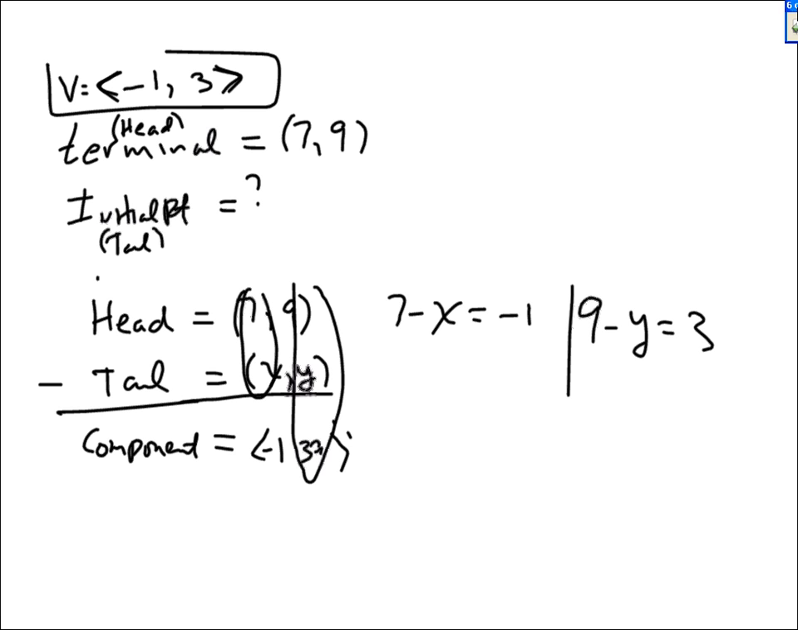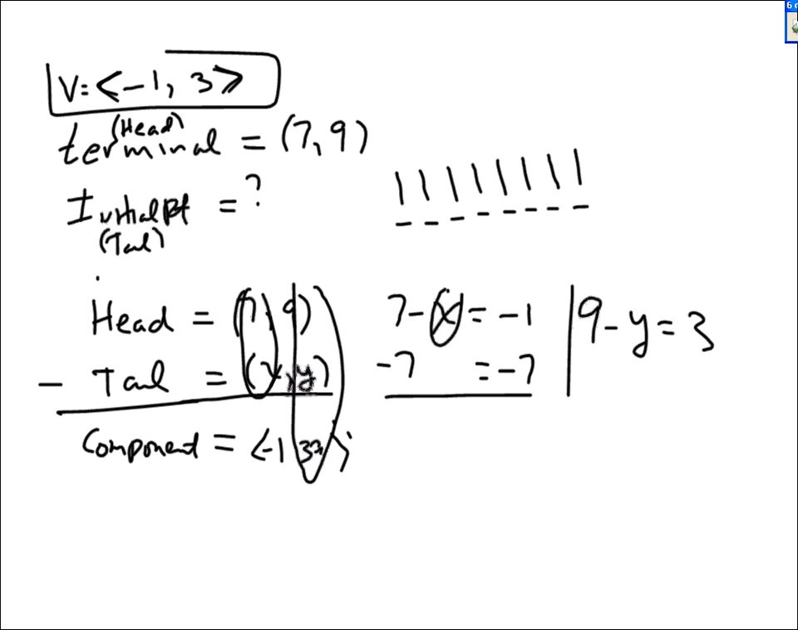7 minus what gives you negative 1? 7 minus 7 is 0. If you take away 1 more, you get negative 1. That's taking away 7 plus 1 more, so take away 8. X should be 8. And if you take away 7 from both sides, you get negative X equals negative 8, and if two quantities are equal, you can change their signs. So X is 8.